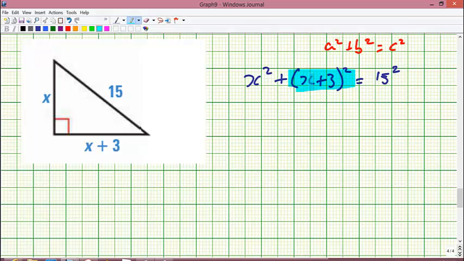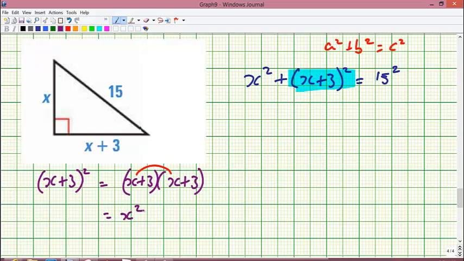Now, x plus 3 squared, if you can remember how we did that when we were solving these kinds of problems, x plus 3 squared is x plus 3 times x plus 3. Using FOIL, that gives us x squared for the first term, then outside terms, plus 3x, inside terms, plus 3x, and then last terms, plus 9, which gives us x squared plus 6x plus 9.